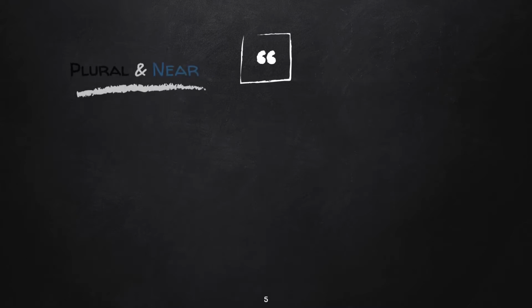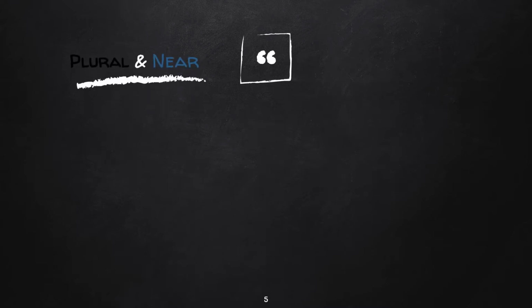An example of a plural and near demonstrative pronoun. These are our children. The pronoun these is used when the object is plural. The object is our children, a plural noun. It is also used when the object is near. The children may be sitting or standing closely to the speaker.